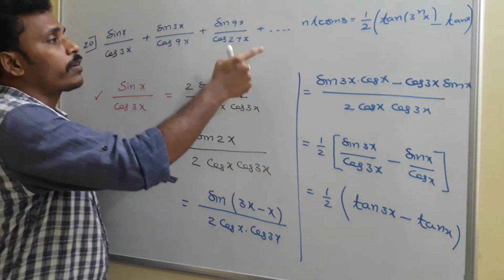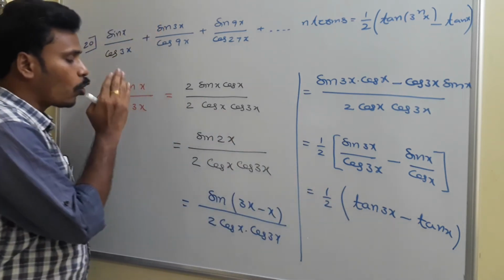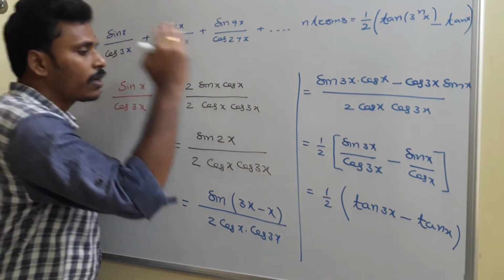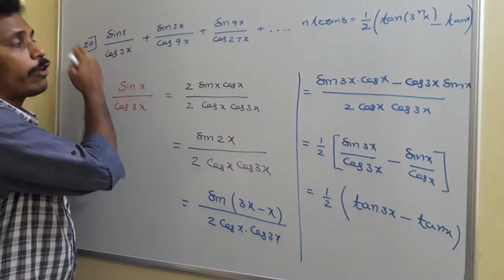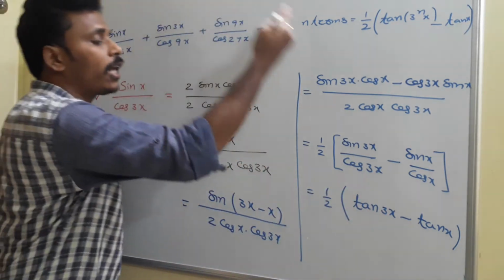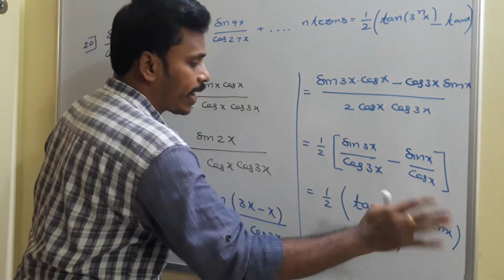Depending on the number of terms, the first term will change. If there is only one term, we will get tan 3x. If we have two terms, we will get tan 3 square x. If we have three terms, we will get tan 3 cube x. If we have n terms, we will get tan 3 power n x. And the second term is tan x, that's it.